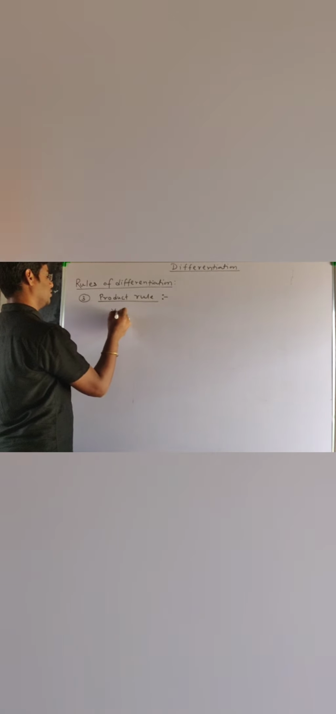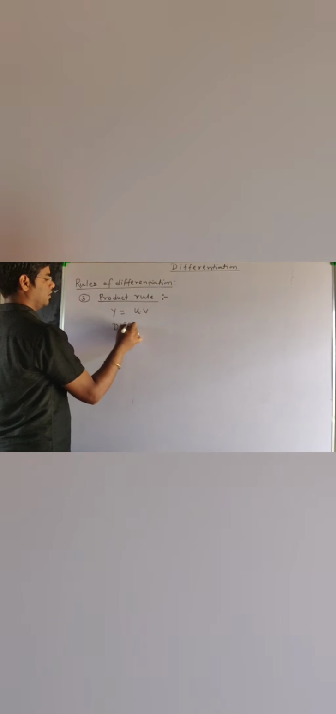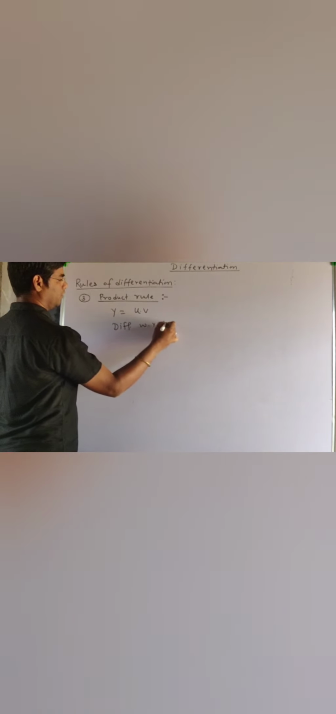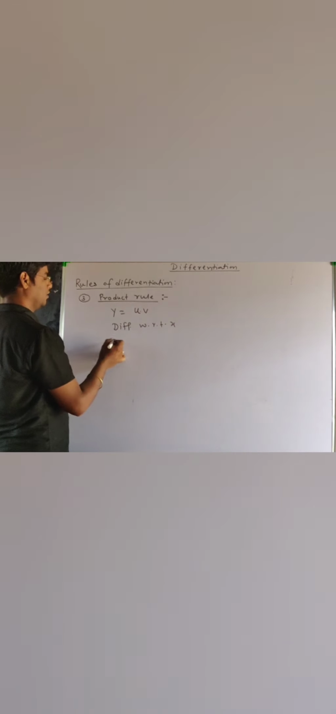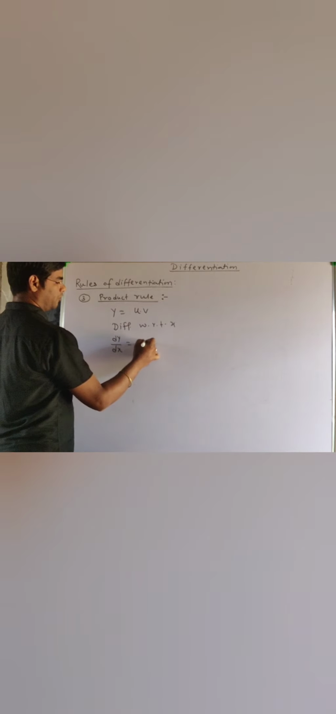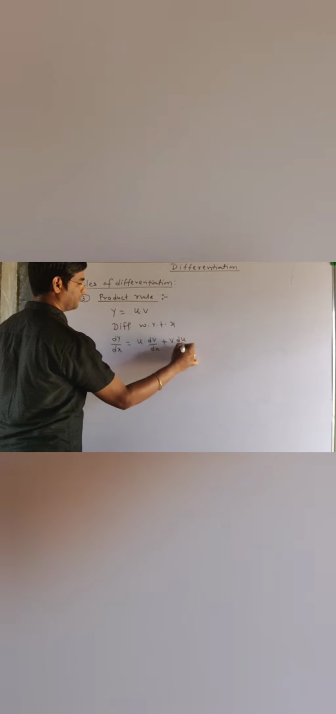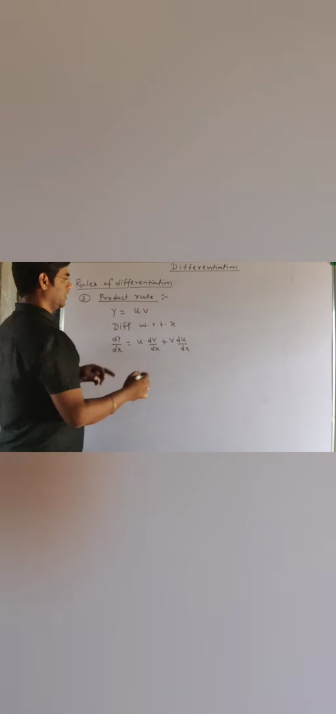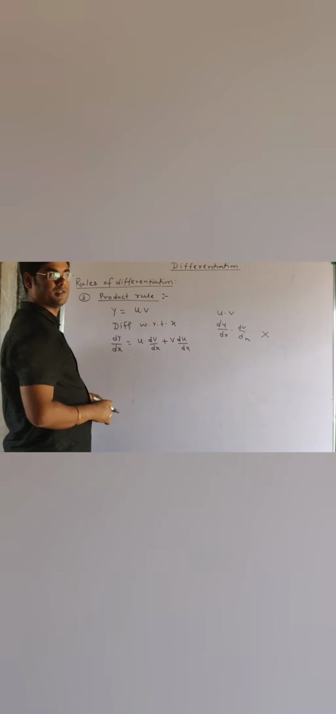Suppose we have y is equal to u into v, and we want to differentiate u into v, where u and v are the terms of x, means u and v are the variable. So how to differentiate u into v? U into derivative of v plus v into derivative of u. Don't directly do u into v like derivative of u into derivative of v. This is possible only for plus or minus, not for multiplication and division.